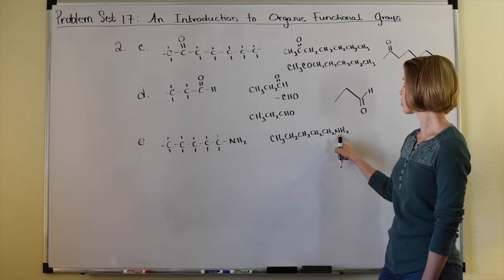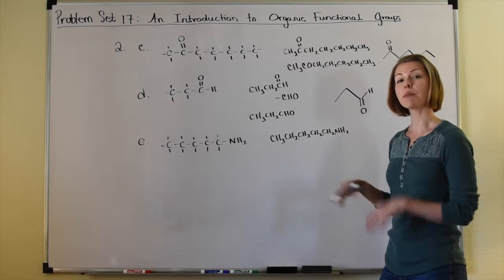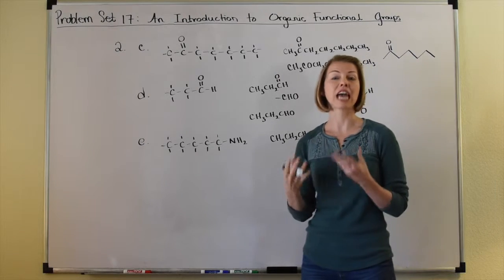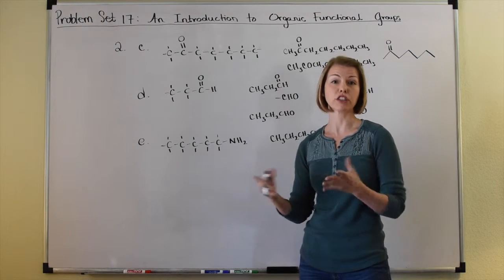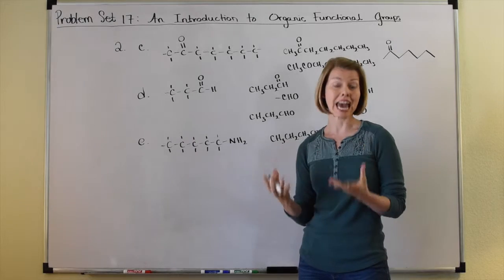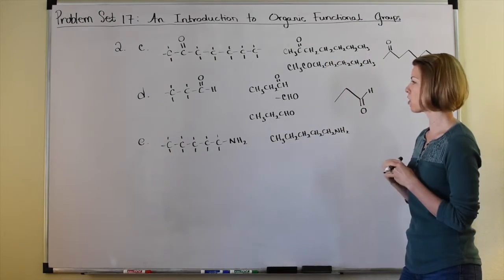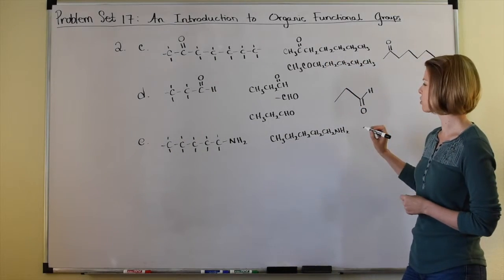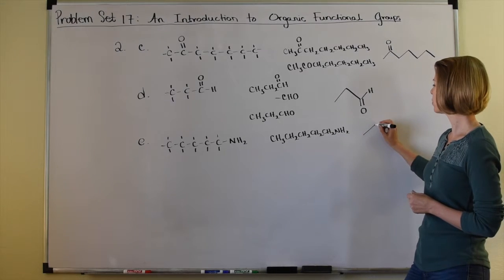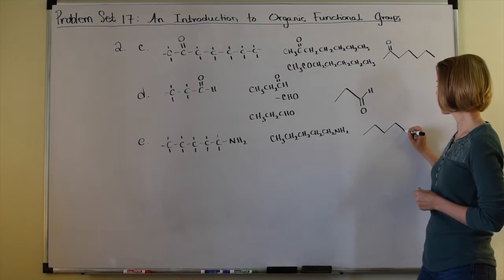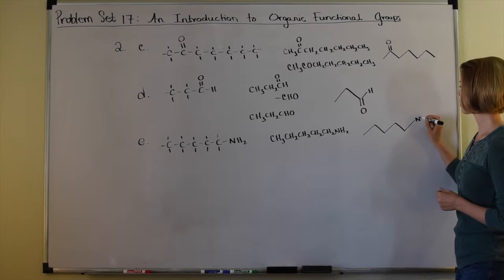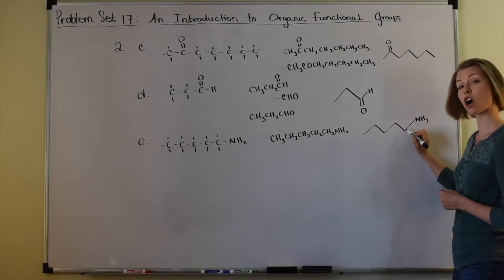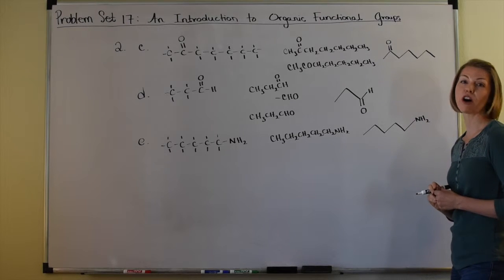We know that the nitrogen has 2 hydrogens because it's not specified that there's any substituents, any alkyl substituents off of the N position. All right, last but not least, our line structure. 1, 2, 3, 4, 5, and this bond goes to the nitrogen. So 1, 2, 3, 4, 5 carbons, and then our amine functional group.